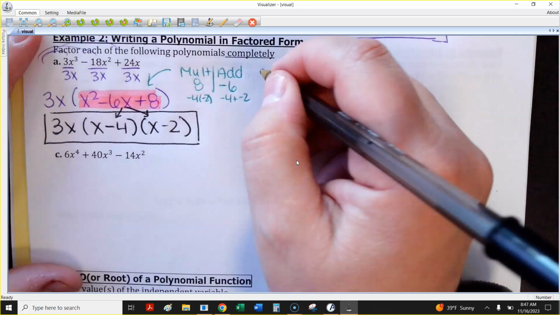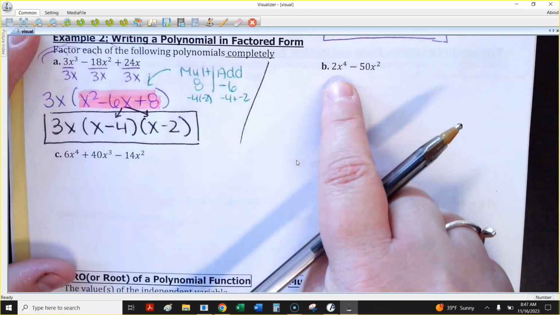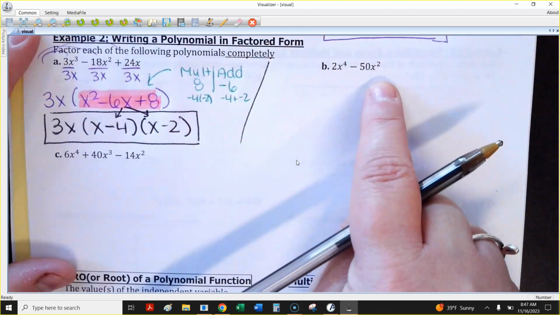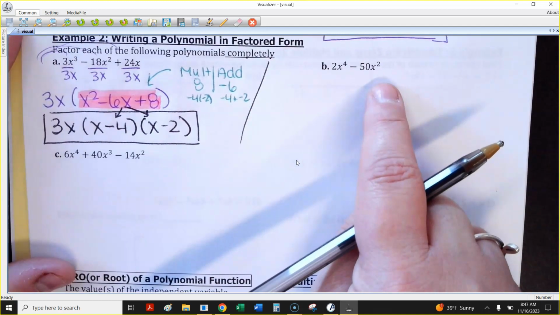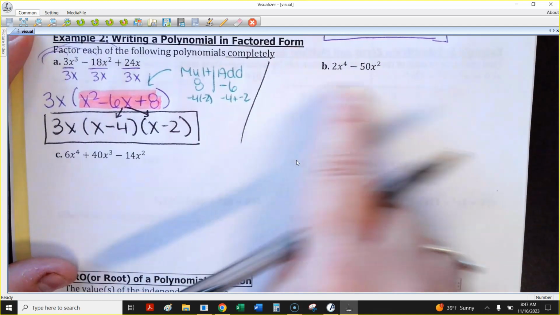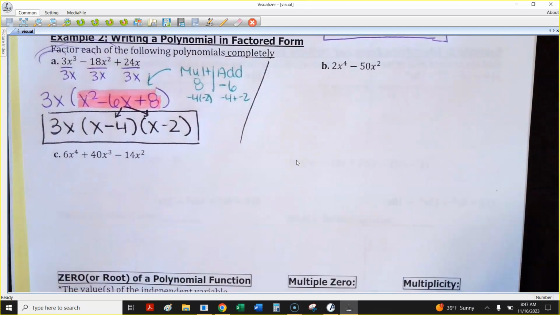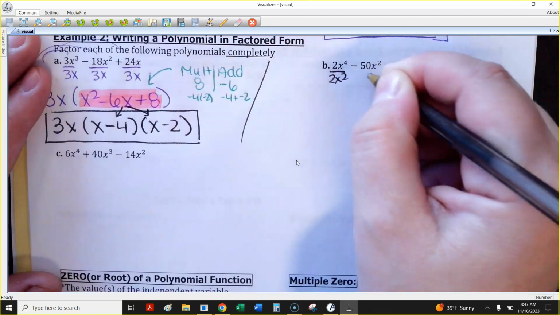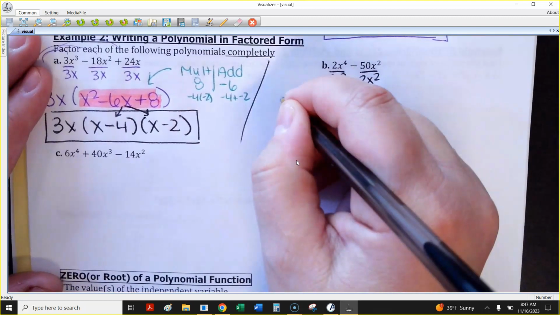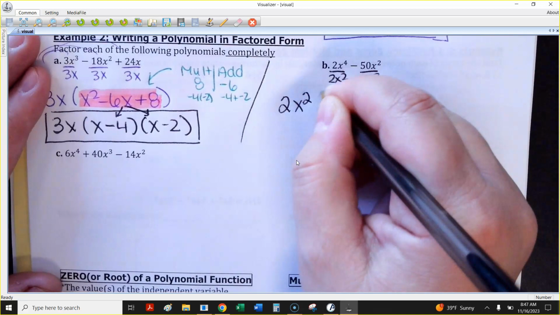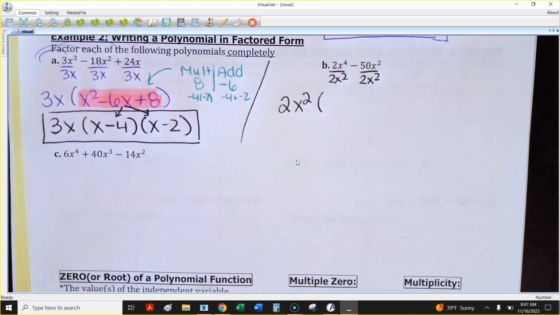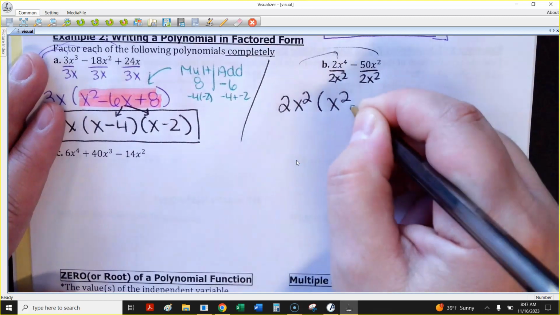Okay, so let me look at part B here. I've got 2x to the fourth minus 50x squared. Do those two terms have any numbers and/or variables in common? What do you think? 2x squared, perfect. All right. Now, again, you can't get rid of the 2 because we don't have an equation. We've got to pull that out in front. So 2x squared. What would you have left over if you divided a 2x squared out of each of those terms? What would be left? What do you think? Perfect. Okay, x squared minus 49.